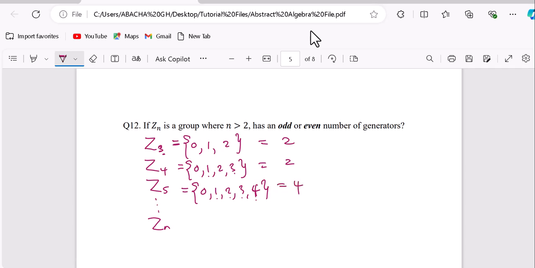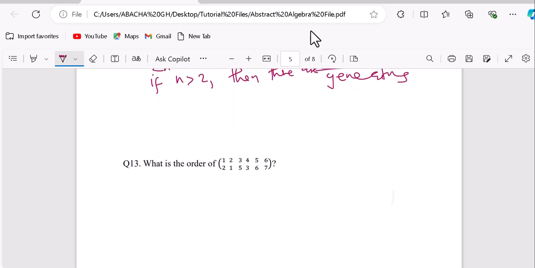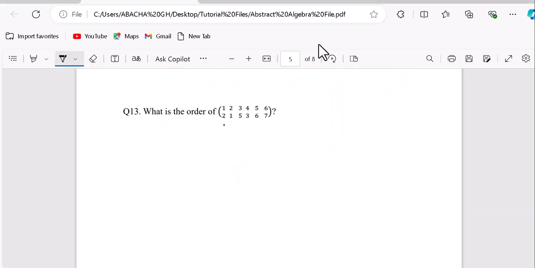So if we look at the trend, what it is showing is that we have even number, even number, even number. And so it means that if n is greater than 2, then we can conclude that there is an even number of generators. Even, that's the most important thing for you to know. Okay, so that is all for that one.